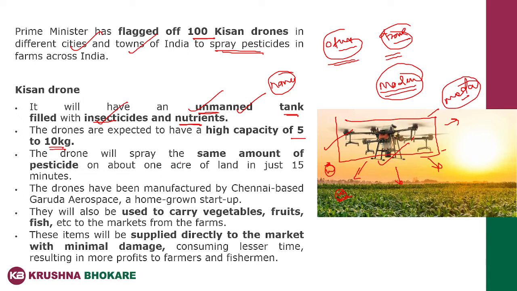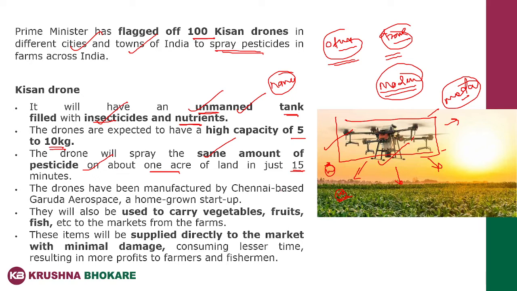your farm. A drone will spray the same amount of pesticide on about 1 acre of land in just 15 minutes. See the efficiency. It means there will be uniform spray. If you are doing it manually, it can be non-uniform, more in some places and less in others. But if you are spraying with the help of a drone, there will be uniform spray, and in just 15 minutes per acre; if you are calculating it for, let's say, 1 hectare, it will be around 30-35 minutes. So it is a very fast thing.